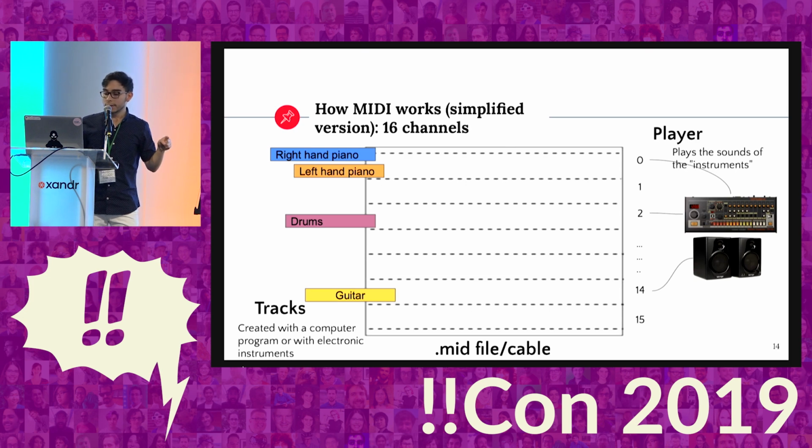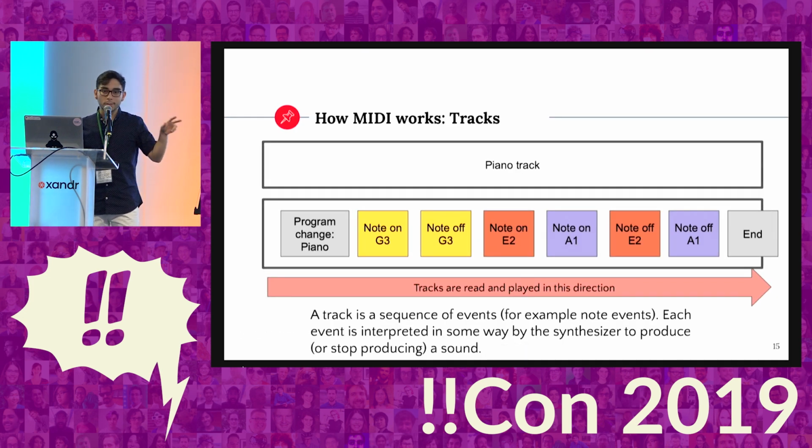Now let's see how a track works internally. Internally, a track is not like a sound wave, it's just a sequence of events. Each event is interpreted in some way by the synthesizer to produce or not produce a sound. For example, here we have a sequence, and the first event is a program change, with the value piano. That's not actually a sound. We're just telling the player to please make sure that the next notes are played like a piano, or a drum, or a guitar. In this case, it's a piano. Then the colorful ones are just note on and note off events, which are actually sounds. We also have tempo and other things, but that doesn't matter right now. And at the end, there's an end of track event, so the player knows when to stop.